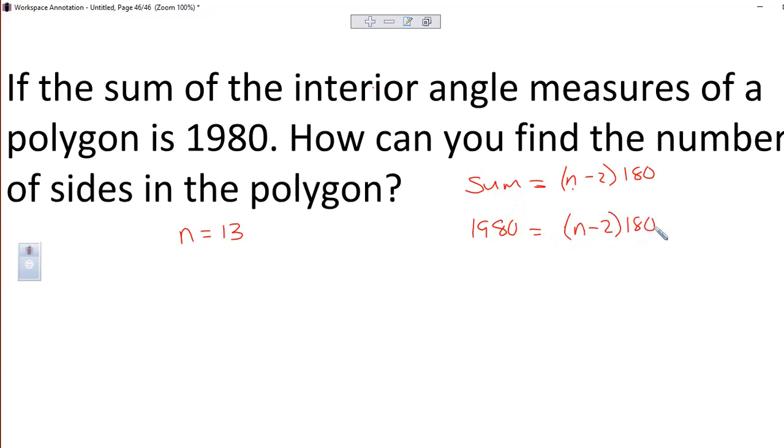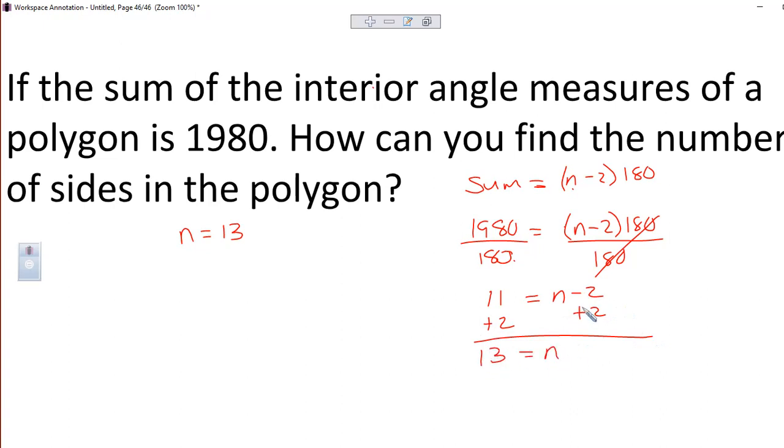So the first thing we have to do is get rid of the 180. So we divide by 180. That cancels over here. So this is going to give us 11. So 11 is equal to n minus 2, and then we add 2. 13 is equal to n. So that's how we get our number of sides. So we take the sum, divide it by 180, and then add 2.